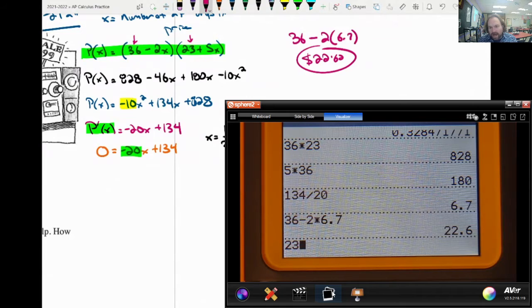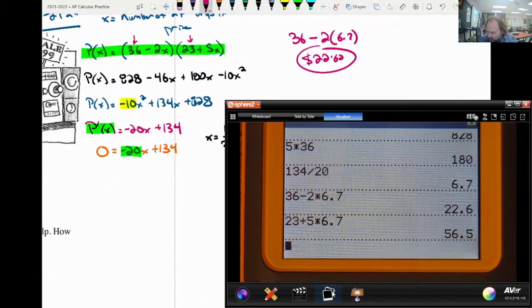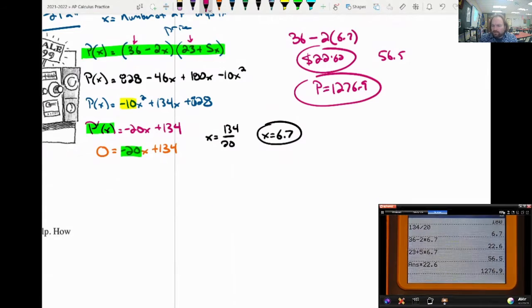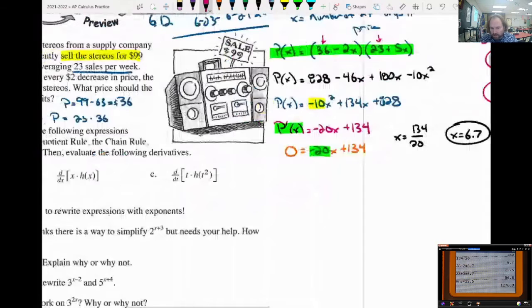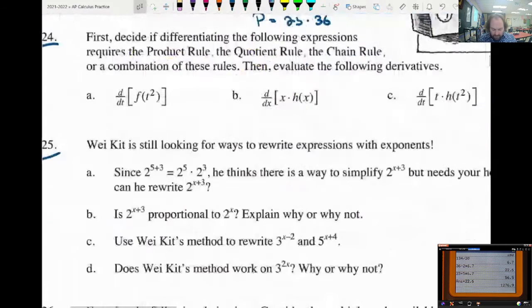There we go. At that price, we should expect to sell 23 plus 5 times 6.7, or 56.5 stereos. If we multiply those together, we'll get a maximum profit of 1276.9. That problem's not super important to us, but you will probably see a question like this on your calc test, where they'll give you a function and expect you to find the maximum, but you will not be expected to write the function based on the story. Those are out. Let's get back into some more straightforward math problems here.